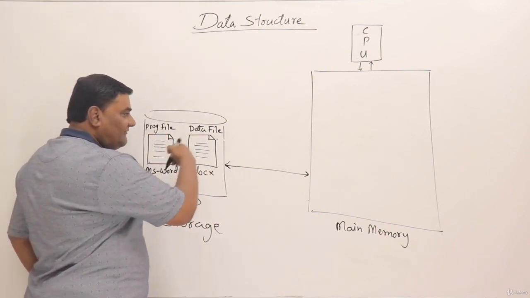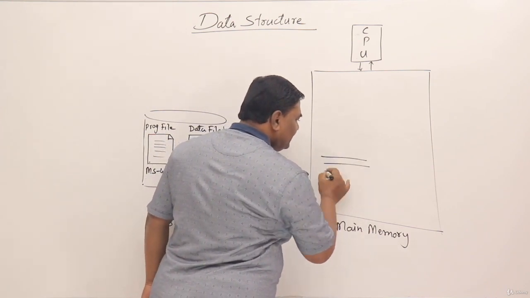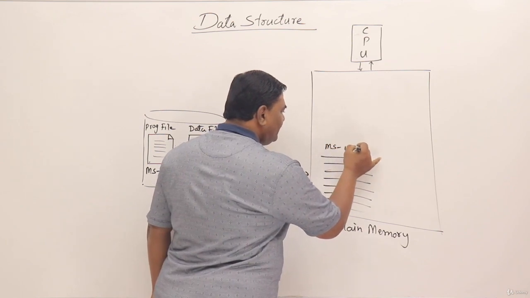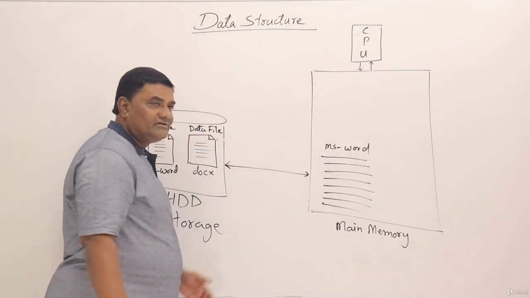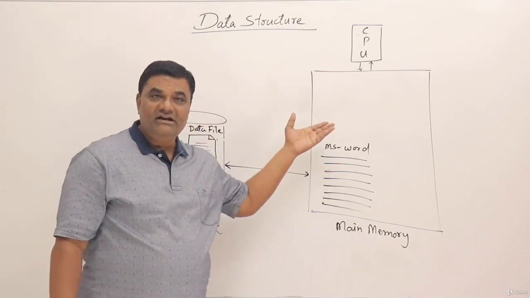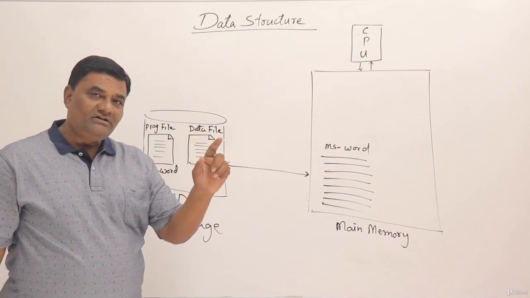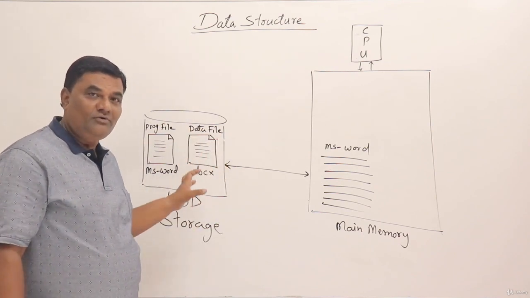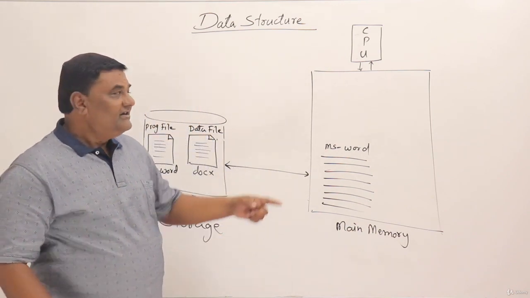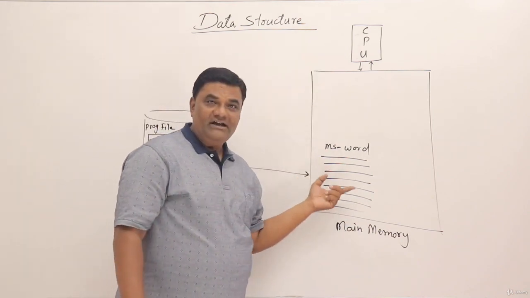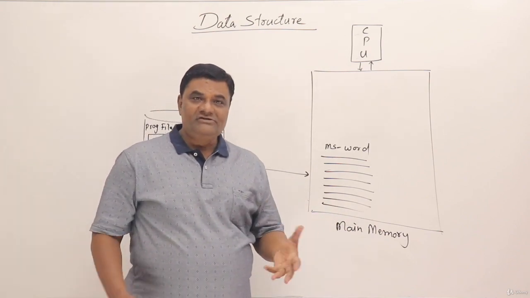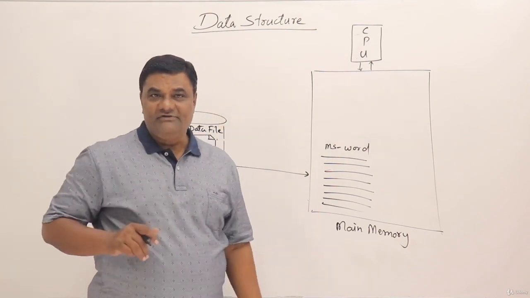This MS Word program will be brought into the main memory. So let us say these are all the instructions of the MS Word program. I am showing lines to represent the machine language code or instructions of the MS Word program. Whenever you want to run an application, the application code or the program code has to be brought into the main memory. Then once it is brought in, the CPU will start executing this MS Word application. So you will see a window appearing on the screen, and then all the menu options come up and you can start using MS Word.